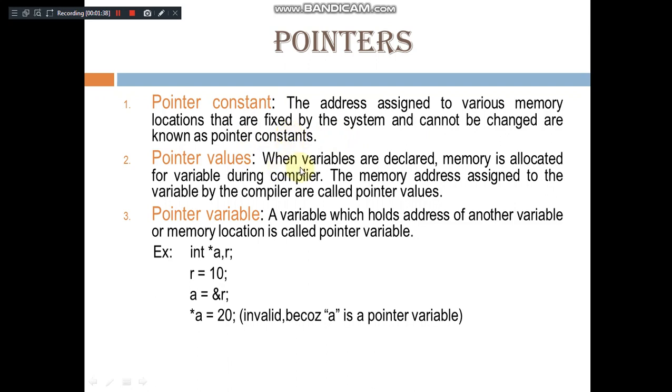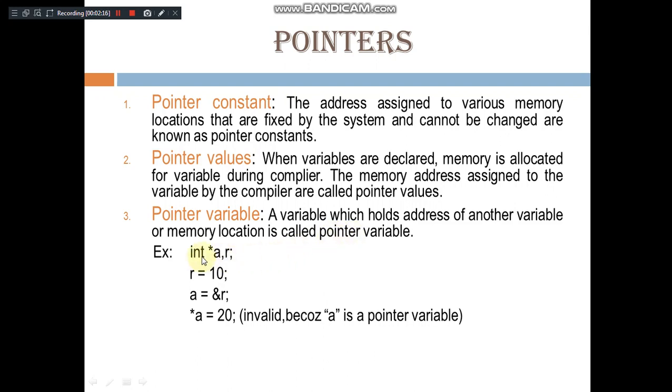Next are the variables that are declared. Memory is allocated for a variable during compilation. So when the variables are declared, during compilation some memory is allocated for them. The memory address assigned to the variable by the compiler is called a pointer value. The third is the pointer variable, which holds the address of another variable, or the memory location of another variable.